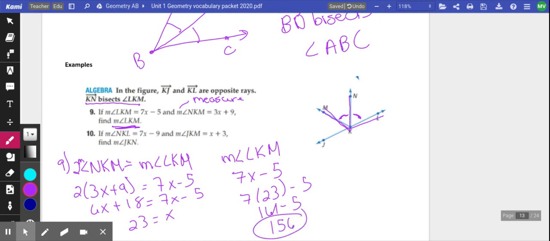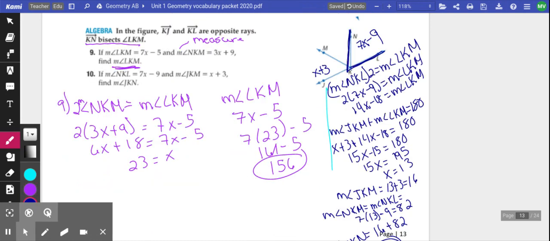So I want you to pause, do number 10, come back and check. Okay, so for number 10, it's a little bit tricky, so we have to think about it a little bit. So NKL is 7x minus 9, and that's equal to NKM, which means the big angle, LKM, is twice that. So LKM is 14x minus 18.